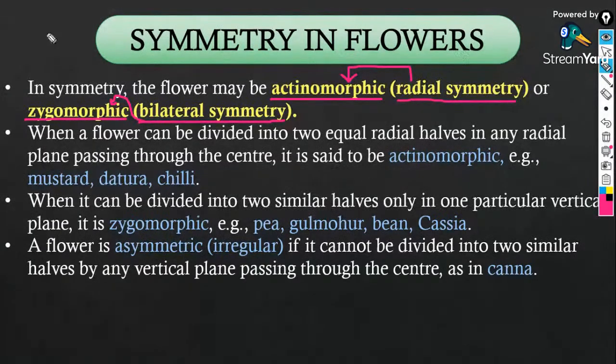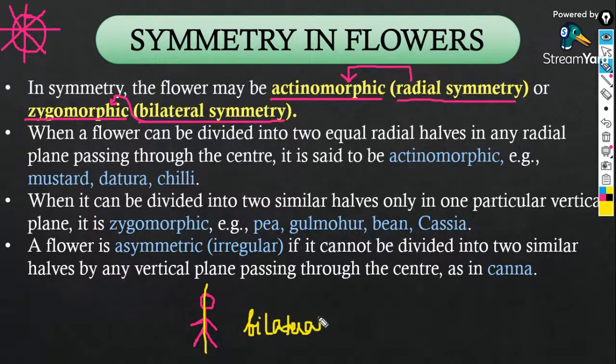What do you mean by radial symmetry? If this is a flower, this flower can be divided into two equal halves through any plane. And what do you mean by a bilateral symmetry? If this is a flower, it can be divided into two equal halves through only one vertical plane, in one particular vertical plane. So this kind of symmetry, you will call bilateral symmetry, and this is the radial symmetry. Are you remembering that?